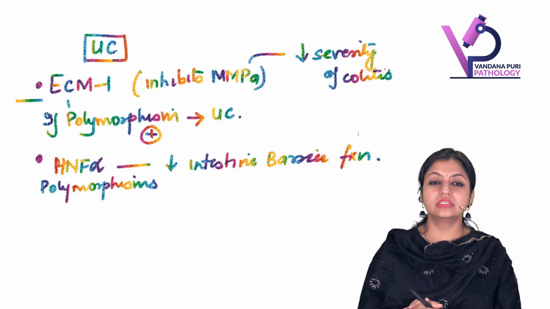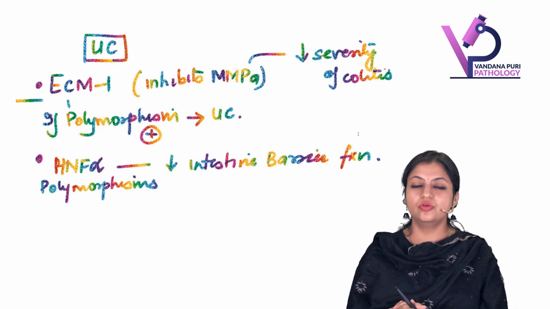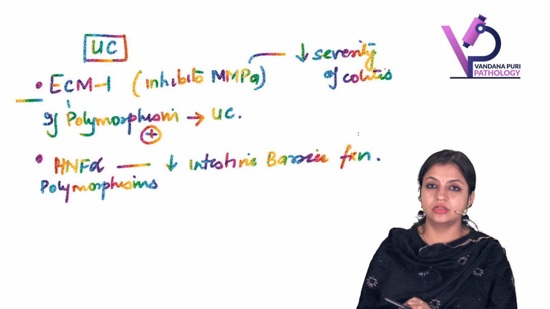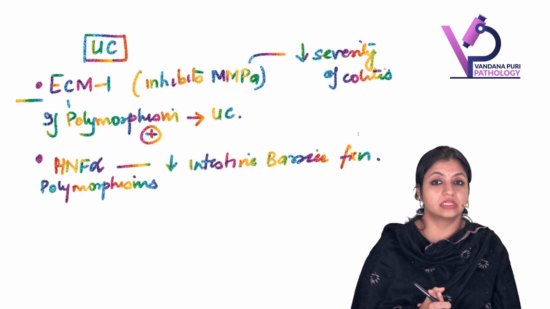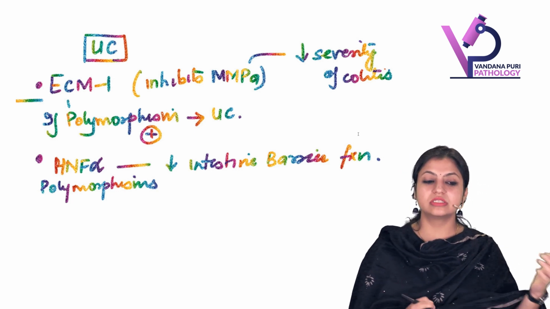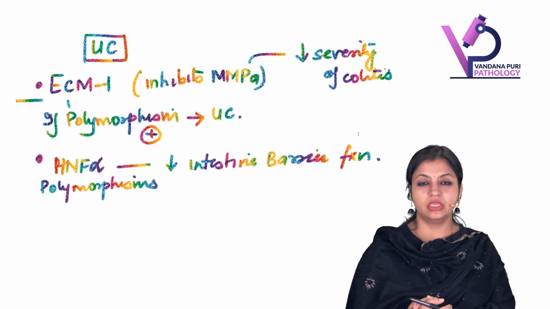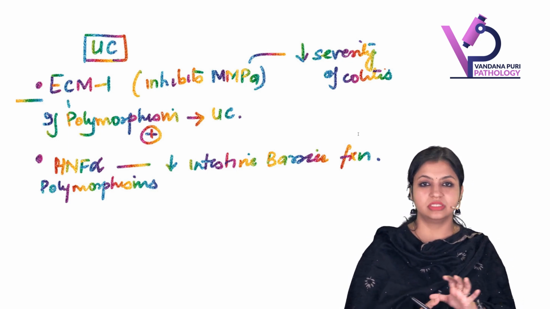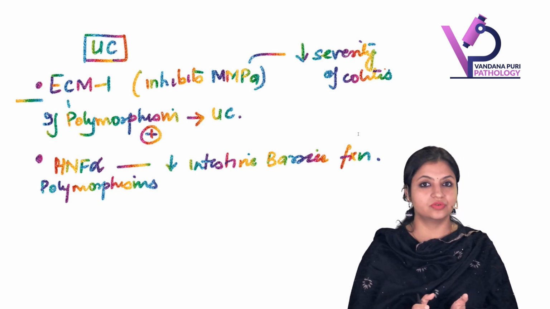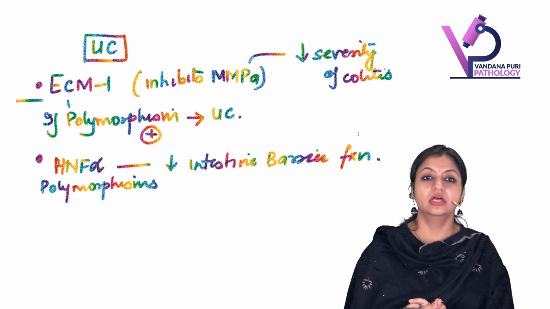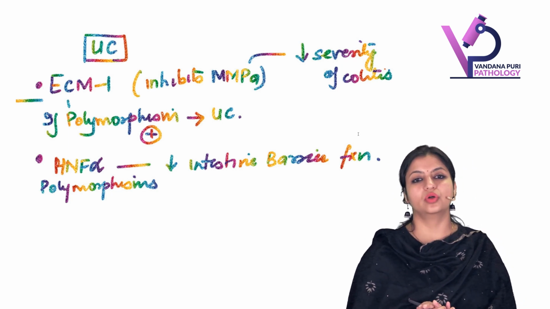Extracellular matrix 1 gene. This is a molecule which inhibits matrix metalloproteinases. Matrix metalloproteinases somehow decrease the severity of colitis. So ECM1 is a molecule which inhibits the matrix metalloproteinases. If its polymorphism is seen, it is associated with ulcerative colitis. So polymorphisms of ECM1 are associated with ulcerative colitis.